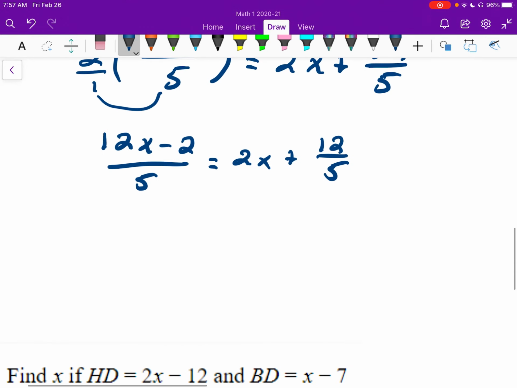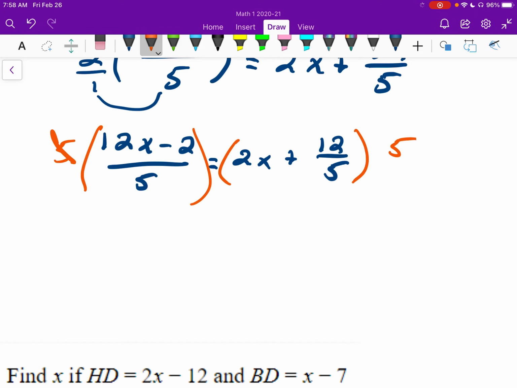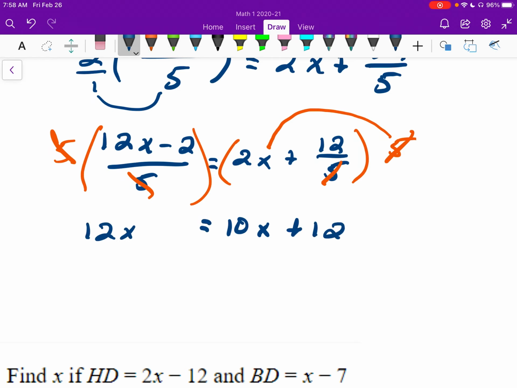Now we want to get rid of our fractions here. So the way I'm going to do that is I'm going to multiply the left side by 5 and the right side also by 5. And the reason I chose 5 is because all of our denominators are 5. Right? So on the left, this 5 and that 5 will cancel. On the right, this 5 distributes to the 2x to become a 10x. And then the other 5 cancels with that 5. So this will be plus 12. Solving gives me 2x is 14 and x is 7.